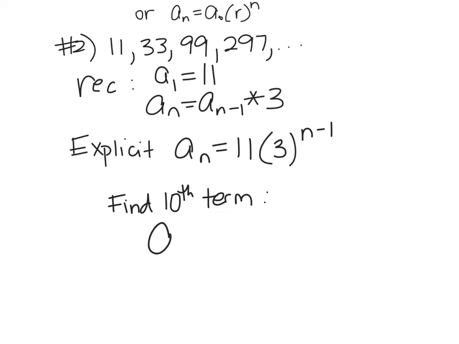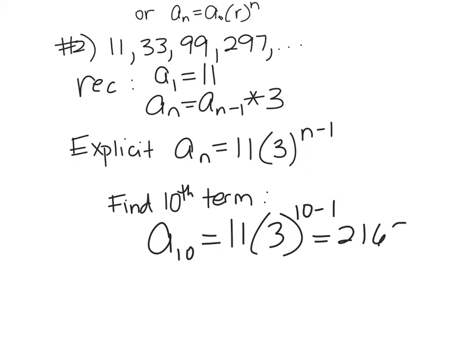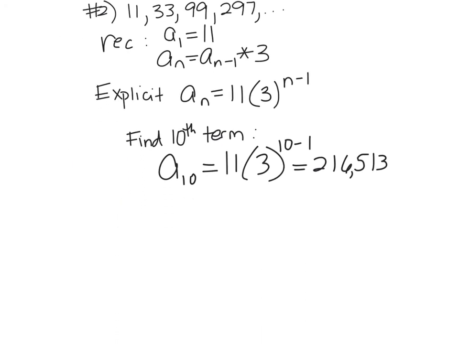So I want to find the 10th term. I'm going to do 11 times 3 to the 10 minus 1. Okay? So you can go to your calculator. 11 times 3 to the 9th power. You know how to subtract 10 minus 1. And you get 216,513.